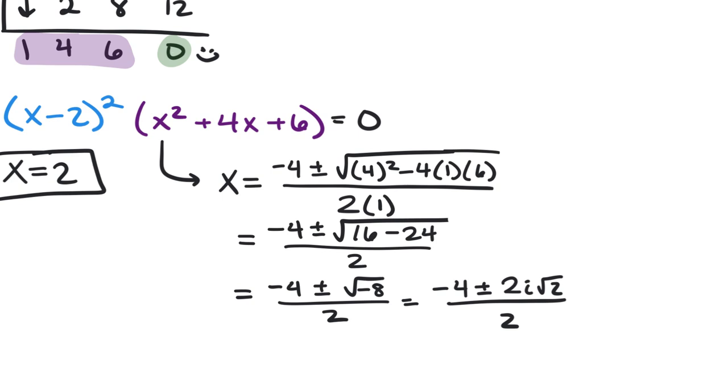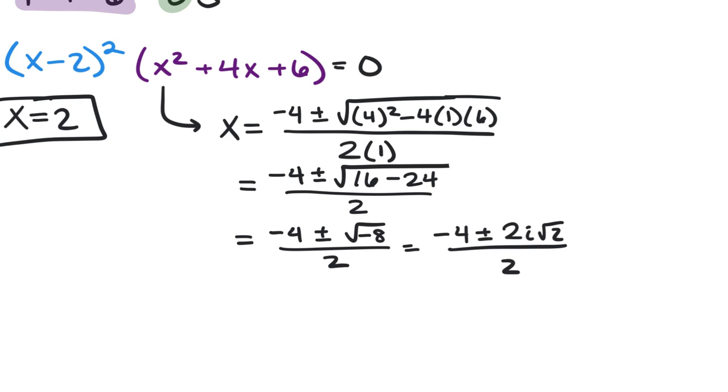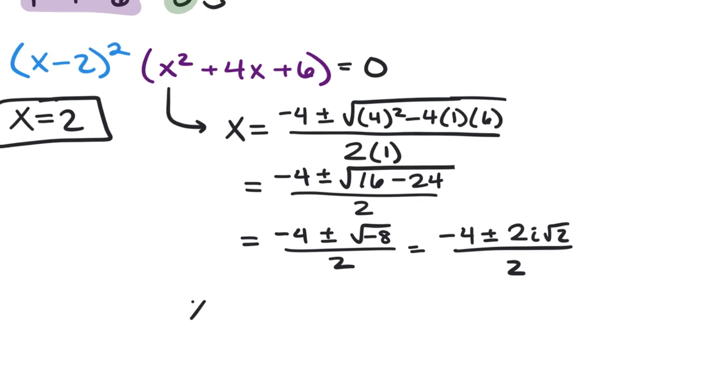But of course, can't help myself. Look at all those 2's in there. We can totally divide some of those out so that we have our complex conjugates of -2 plus and minus i root 2.